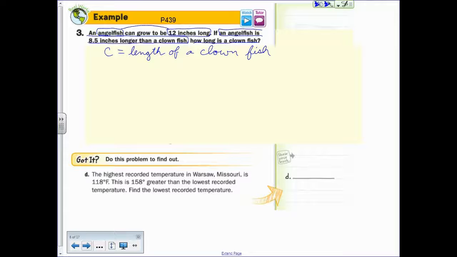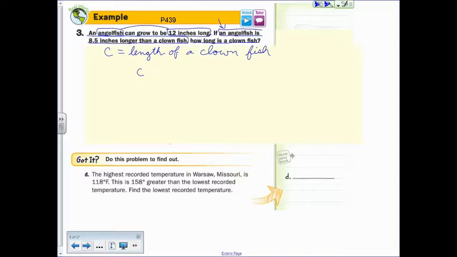Well, what do we know about clownfish? We know, based on our word problem, that an angelfish is 8.5 inches longer than a clownfish. So if we knew the length of a clownfish, to find the length of an angelfish, we would do what with 8.5 inches?